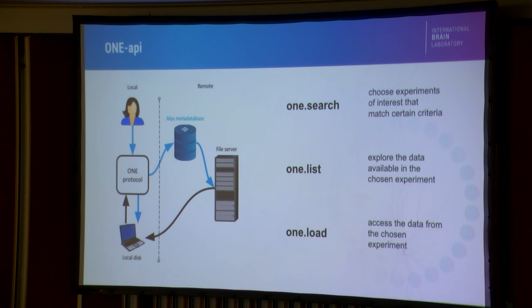Okay, so as Gael mentioned, ONE is an API we've developed in the IBL that allows you to access our data. So there are three main methods. Search methods that allow you to search for experiments of interest given specific criteria that you're interested in. List methods that allow you to explore what data are available on an individual session-by-session basis. And load methods that allow you to actually download and access the data itself.